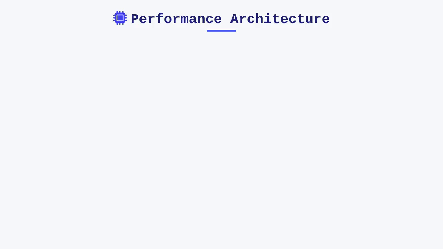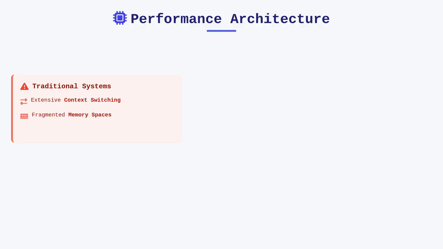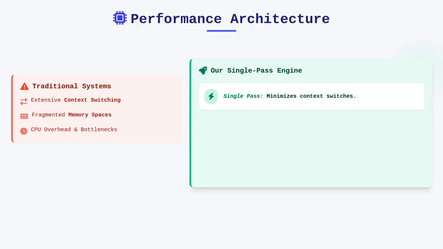In preparing for your professional certification, it is helpful to conceptualize this as a design pattern that favors efficient memory allocation and CPU scheduling. Traditional systems often rely on the CPU to perform extensive context switching to move packets between the different memory spaces used by various security modules. Because our engine operates on a single pass, it minimizes these context switches and keeps the packet data localized, which maximizes the performance of the underlying hardware buffers.